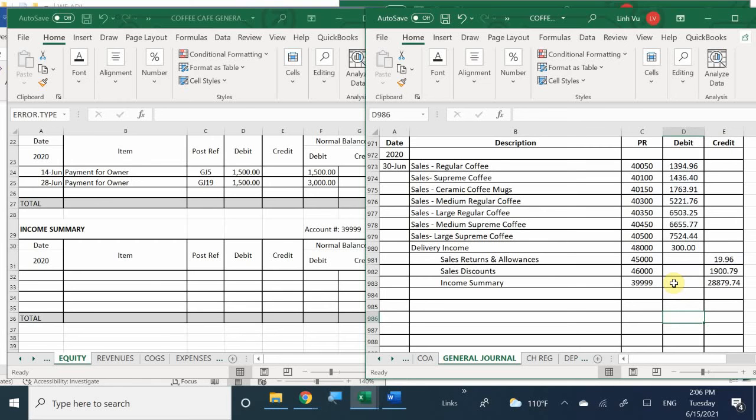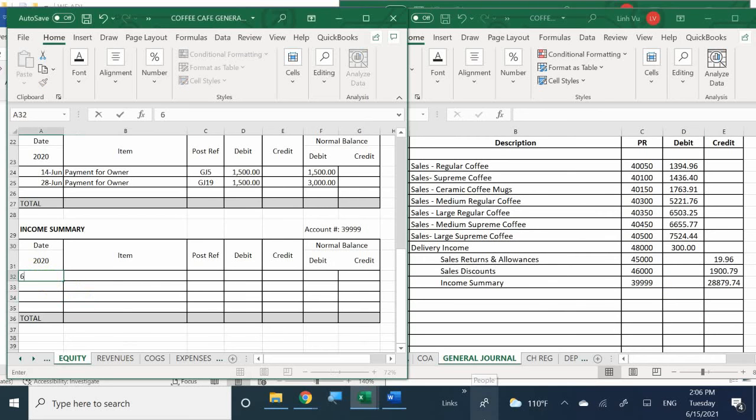So I got 2887974. So now that we have that total amount here, go ahead and plop it right into your ledger. So again, I'm going to write June 30th and I'm going to say closing out all revenues. All right. Post reference once again is General Journal 24 and I credit my account for 2887974. Right?